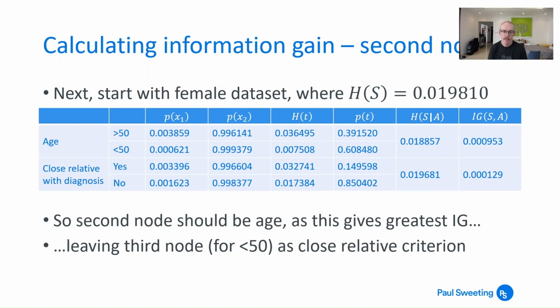So if we then start with that, and we then move to the female data set, we know what the entropy is for that. We can calculate that. Indeed we did calculate it in the previous step. And then for just women, we look at women greater than or less than 50, women with or without a close relative diagnosis, and we do exactly the same calculations again. And this shows us again that age is the next best classifier. It has the highest information gain, 0.000953. So the next node is age, and so on and so forth. And what you find is you end up with a decision tree which is like the one that we calculated initially.